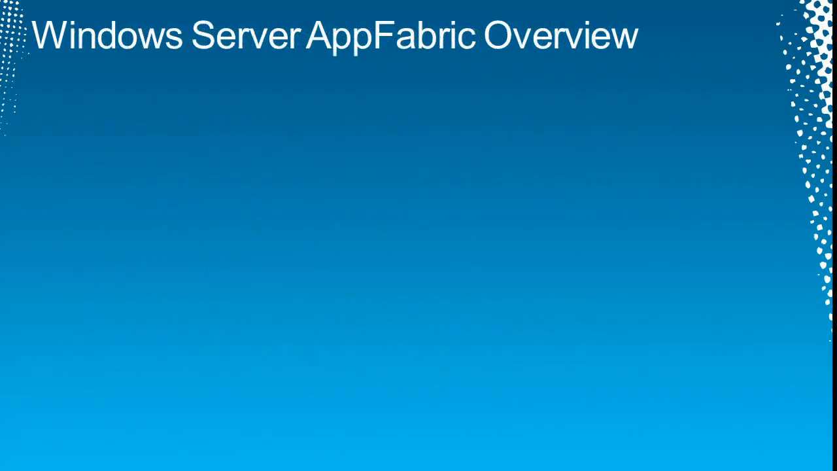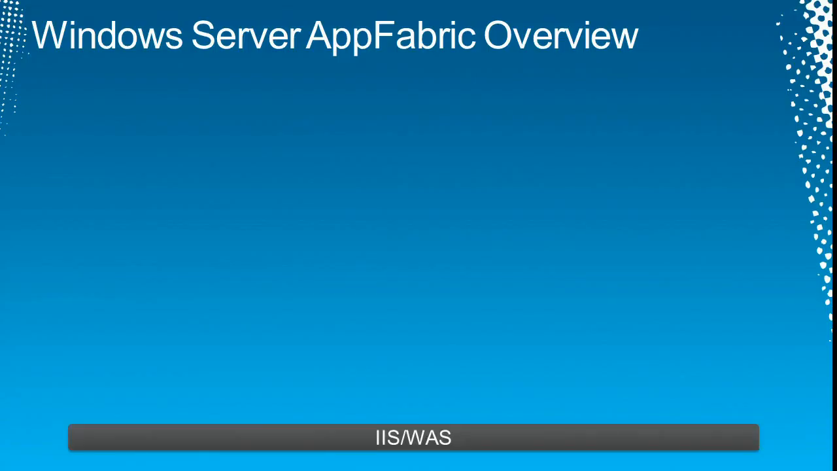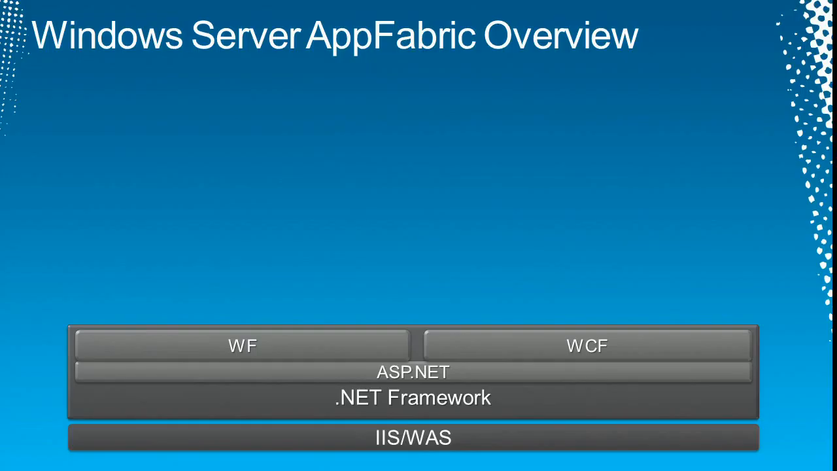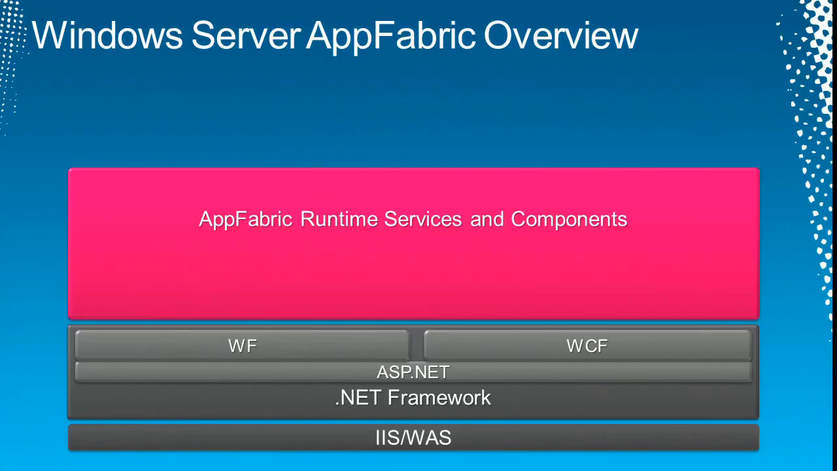How does Windows Server App Fabric fit into the overall picture of creating and dealing with services? Well, the foundational hosting layer is still the same. You're still using IIS, you're still using WAS, the Windows Activation Service for non-HTTP protocols, to actually host your applications. You implement your services the same way. There's nothing different there. You use .NET, use technologies that you know: Windows Workflow Foundation, Windows Communication Foundation, ASP.NET. Windows Server App Fabric layers on top of IIS and provides a set of runtime services and components.